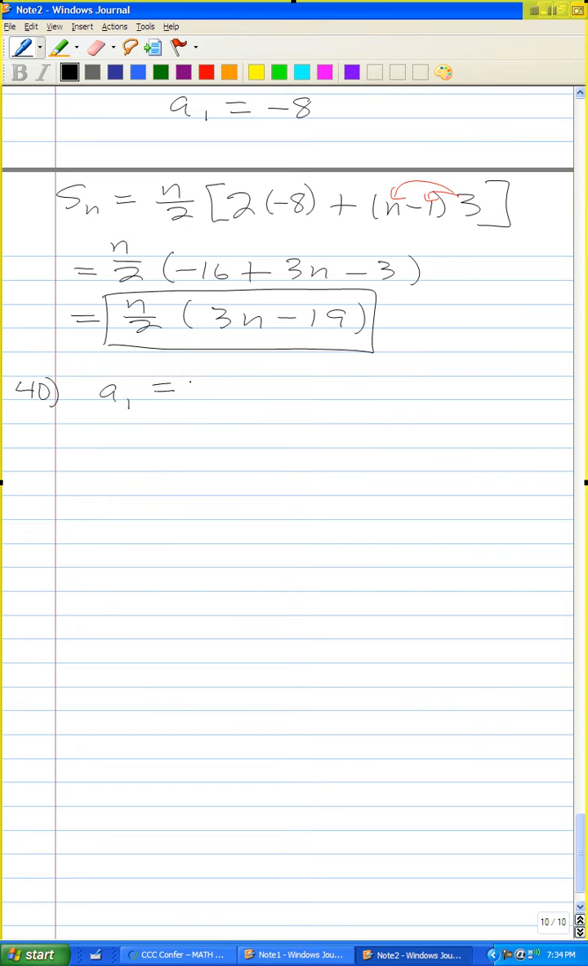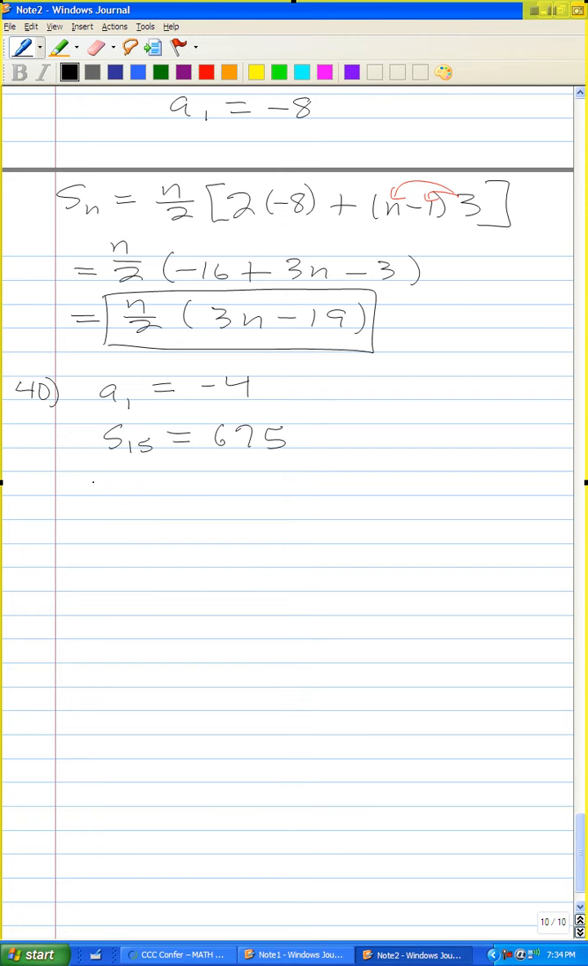A sub 1 equals negative 4. S sub 15 equals 675. And let's find the sum of the first n terms. Okay, so let's do that. And so, having some technical difficulties here.